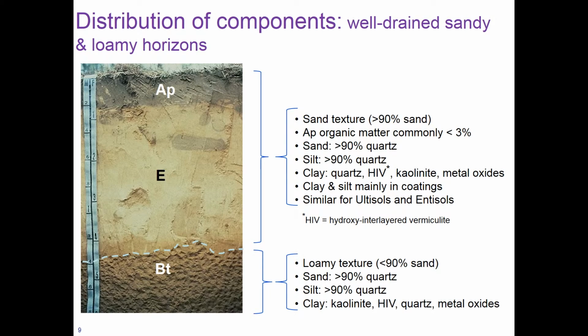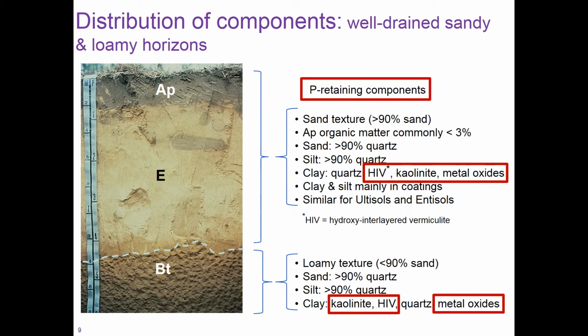But if we look below the Bt boundary, we have a loamy texture, generally less than 90% sand. Again, the sand is more than 90% quartz, and the same for the silt. But the clay fraction is slightly different. The clay fraction is commonly dominated in relatively well-drained soils with Bt horizons by kaolinite. It also has hydroxy-interlayered vermiculite, quartz, and metal oxides.